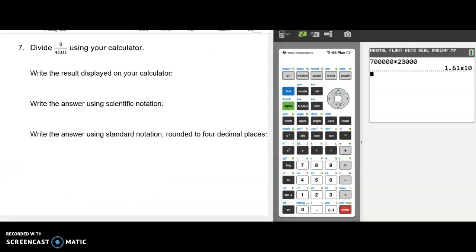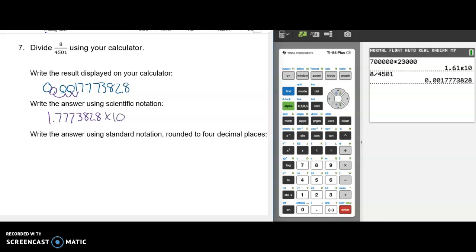Now let's try dividing 8 by 4,501 in our calculators. My calculator gave me the result as 0.0017773828. I want to write that in scientific notation. So I'm going to take the result in my calculator, take the decimal place and move it. So I have 1, 2, 3. I'm going to move it over 3 so it's between that first non-zero integer I see and the second non-zero integer I see. So I get 1.7773828 times 10 to some number.